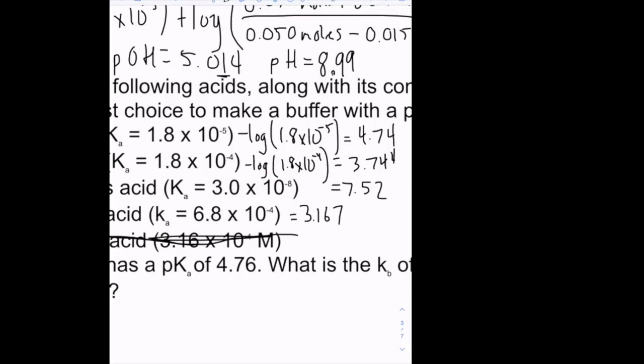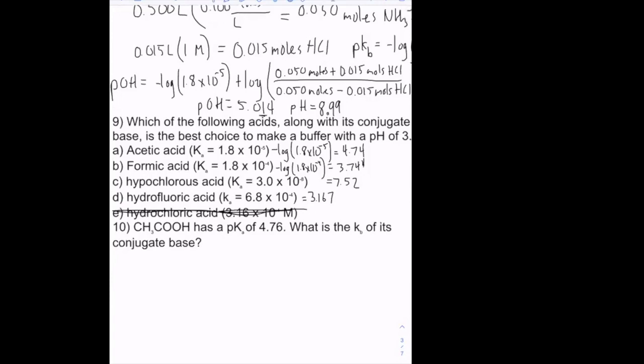So in all honesty, this was an old exam question actually, so I'm not sure why they made them this close. But looking at this, both formic acid here and hydrofluoric acid would probably be okay for making a buffer for this. But once again, you just want to use whichever one has the closest pKa to that pH. And in this case, 3.744 is a little closer. So this is going to be the actual answer that you'd probably want to put for the exam.